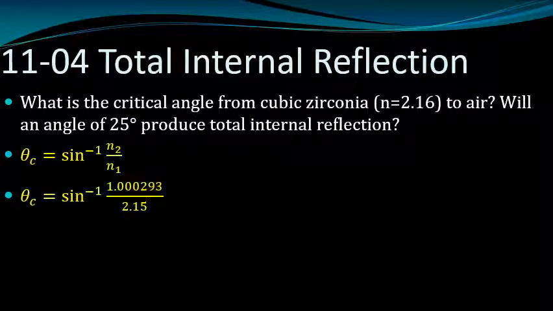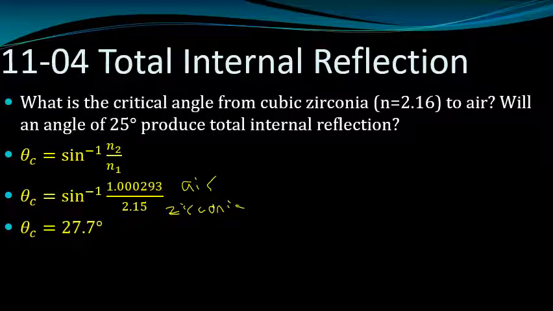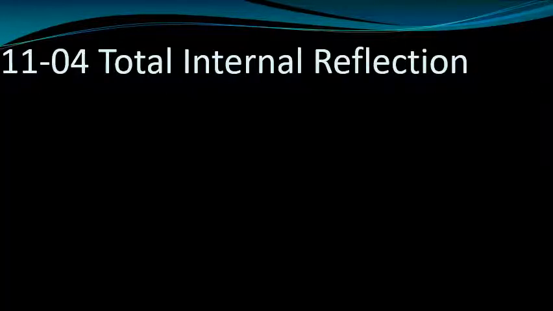So this is our zirconia, and the top is our air. Run it through the calculator and you get 27.7 degrees approximately. So will 25 degrees produce total internal reflection? Well, is that more than the 27.7? No, it's less. So it will not produce total internal reflection.